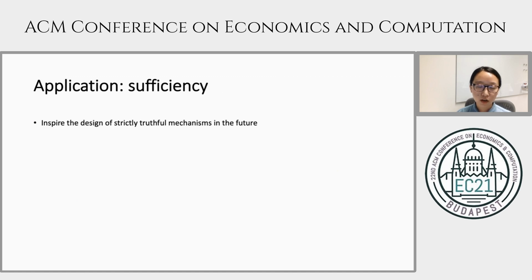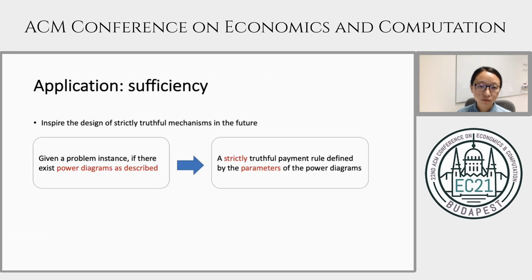Our characterization can be used in two ways. First, it provides a new way to look at the design of strictly truthful mechanisms, and this may inspire the design of strictly truthful mechanisms in the future. Given a problem instance, if we can find power diagrams as described, then we find a strictly truthful payment rule defined by the parameters of the power diagrams. In this paper, we show how to find power diagrams in the setting of the CA mechanism.